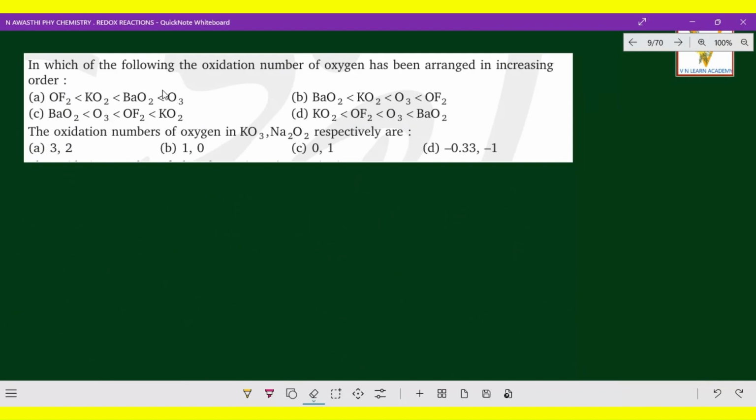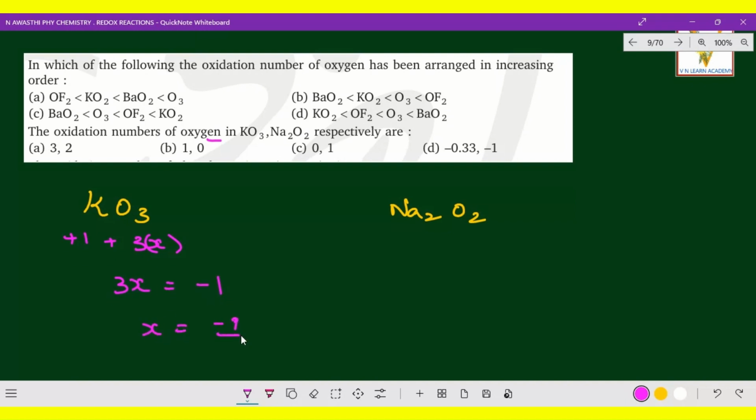The next question is also repeated from the last question. Now, the oxidation number of oxygen in KO3 and Na2O2 respectively. Yes, come on, let us find that. Here KO3, Na2O2. Usually potassium and sodium are in the plus 1 oxidation state, right? Because they belong to group 1. So this is plus 1, and of course this is minus category. So that means plus 3x. This only we have to identify. See, they are asking the oxidation number of oxygen. So 3x equal to minus 1, so x equals minus 1 divided by 3. So you will get minus 0.33. This is the oxidation number of oxygen in KO3.